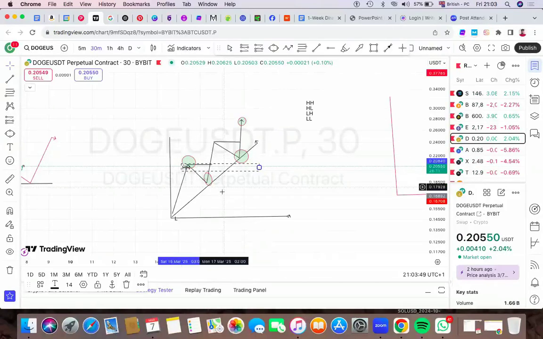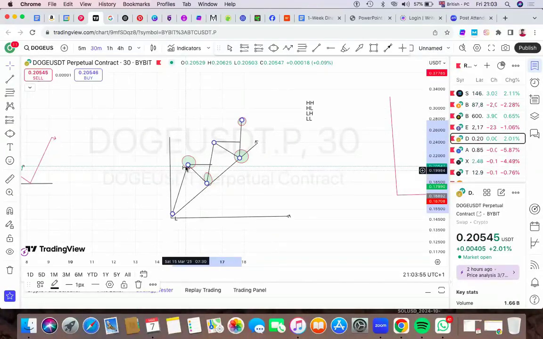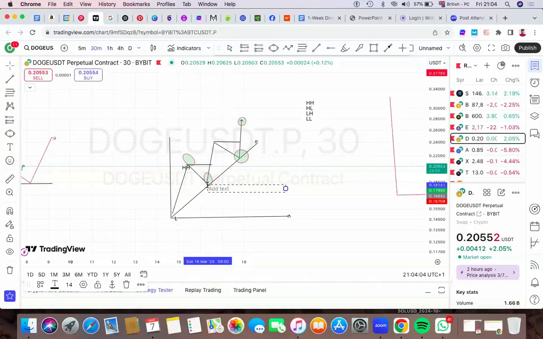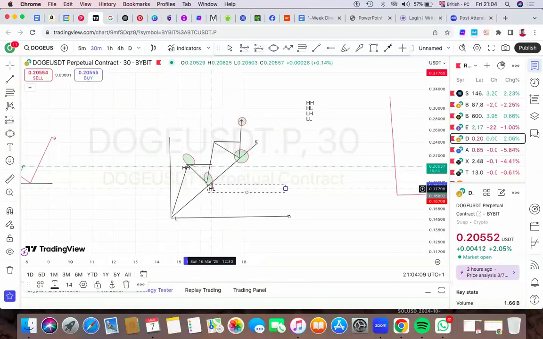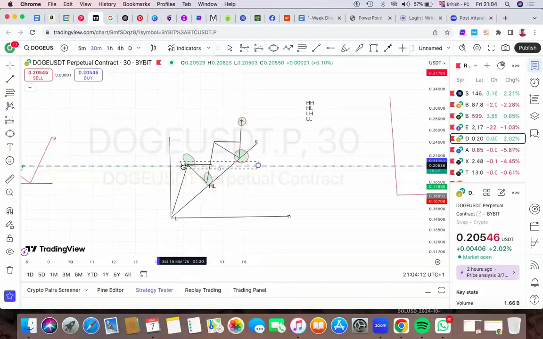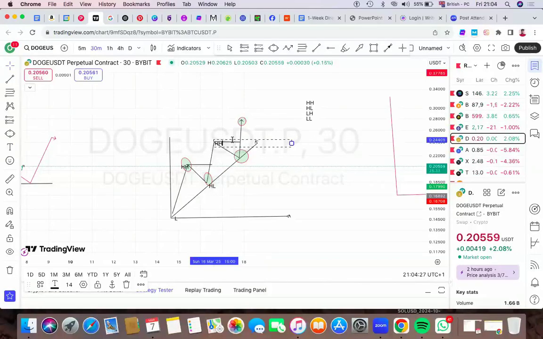Higher high, and this is a higher low. Higher low, and then we have places like this here. Okay, and then we have another higher high here, and then we have this high over here.